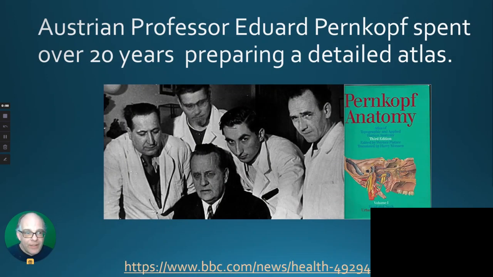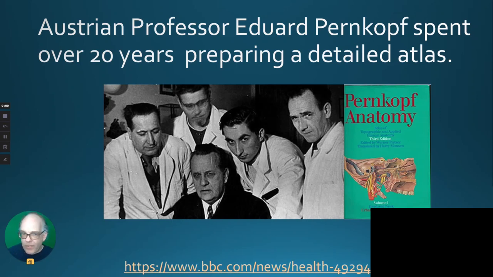Now we're getting over into the ugly. Austrian professor Edward Pernkopf was an anatomist working at the University of Vienna. He was a professor there for a number of years, dean of the medical school, and rector for a period of time during World War II. But his claim to fame, in essence, was spending over 20 years preparing a very highly detailed atlas of human anatomy.